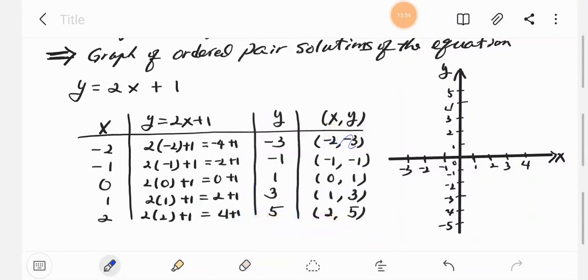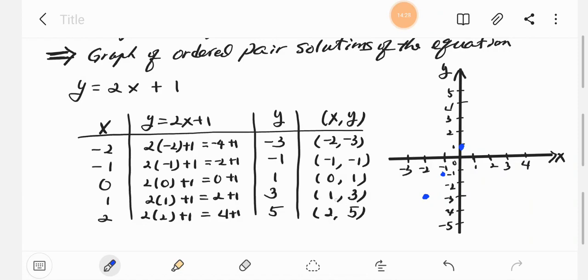Okay, the first point is -2 and -3. So move 2 units to the left, 1, 2, and 3 units down. So we are around here. Okay, the second point is -1 and -1. So move 1 unit to the left, 1 unit down. So we are here. And next one is when x equals 0, y equals 1. So horizontal distance 0, so don't move horizontally, just move 1 unit up, like this.